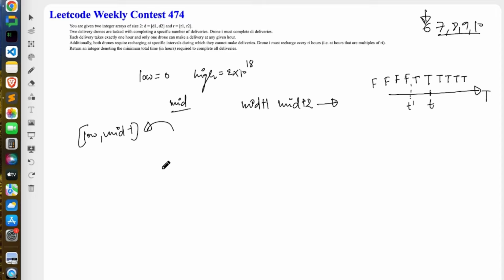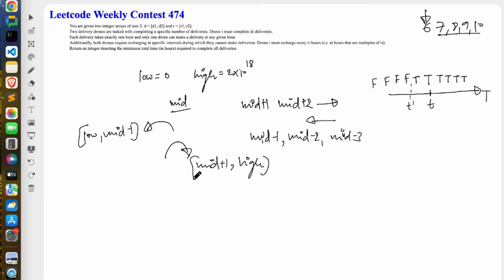Now let's assume the second case. If they cannot make the delivery by the mid time, then they also cannot make the delivery by the time mid minus 1, mid minus 2, mid minus 3, the left values. So in that situation, go to the right half, the range from mid plus 1 to the high value. I hope you understand how this pseudocode would look.